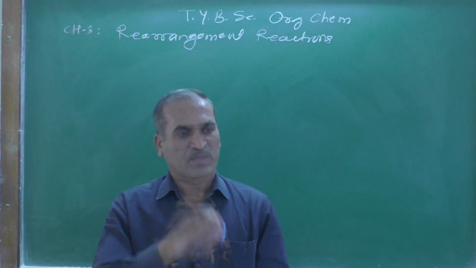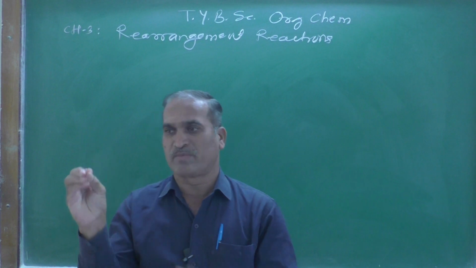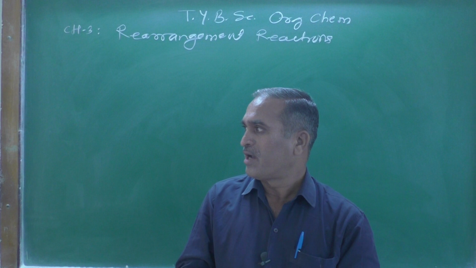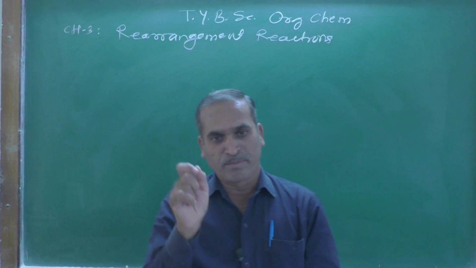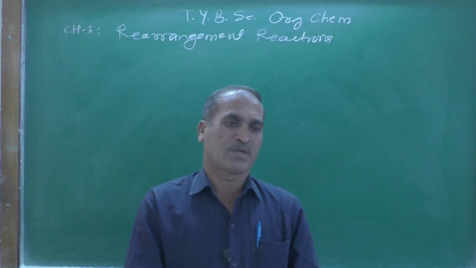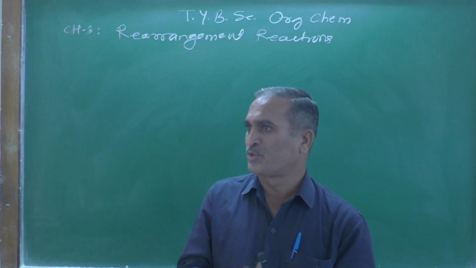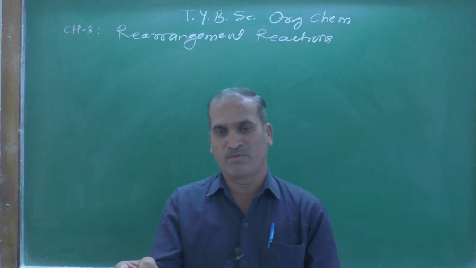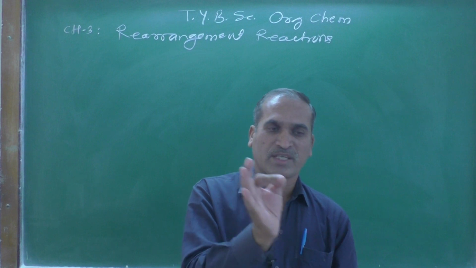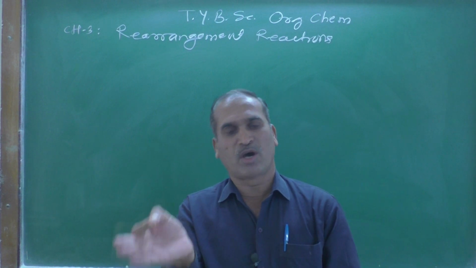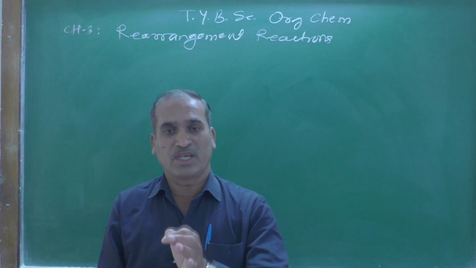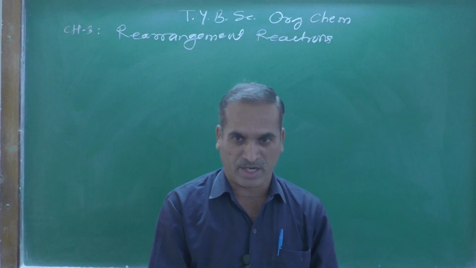There are mainly five types of organic reaction. Number 1 is called a substitution reaction. Substitution reaction means a reaction in which one atom or group of atoms gets replaced by another atom or group of atoms from the reagent used is known as a substitution reaction.